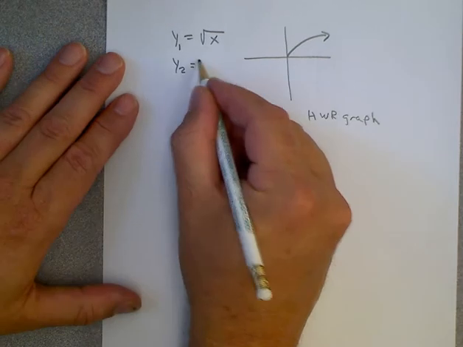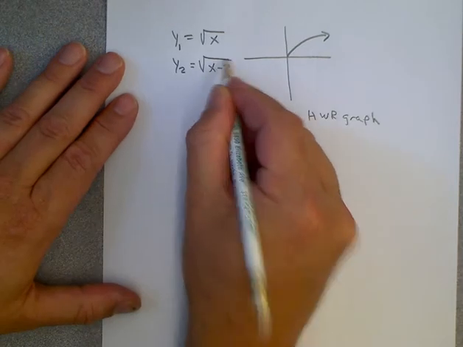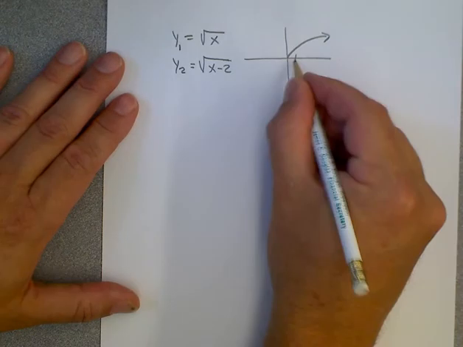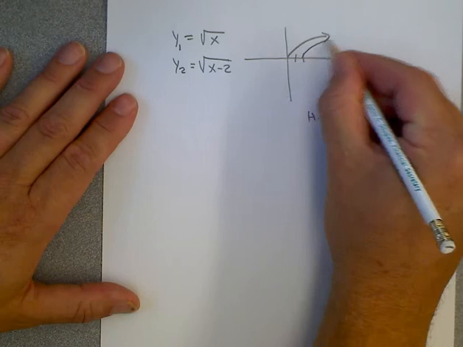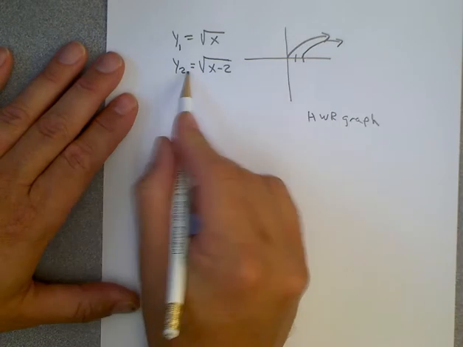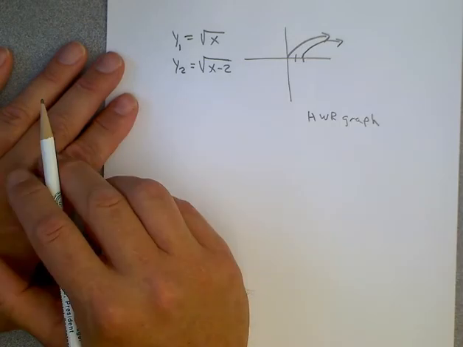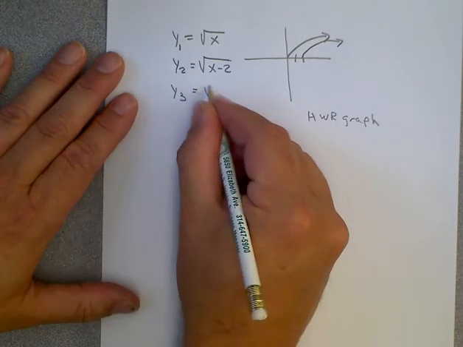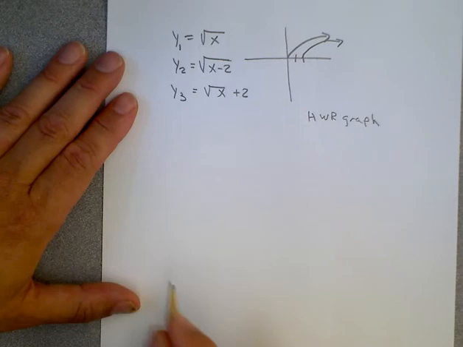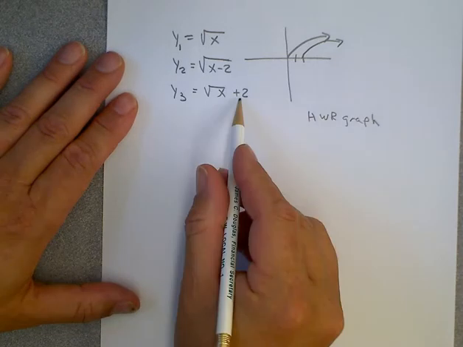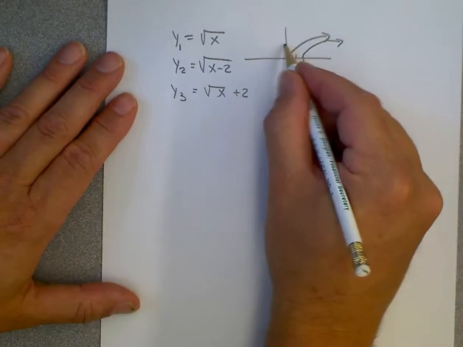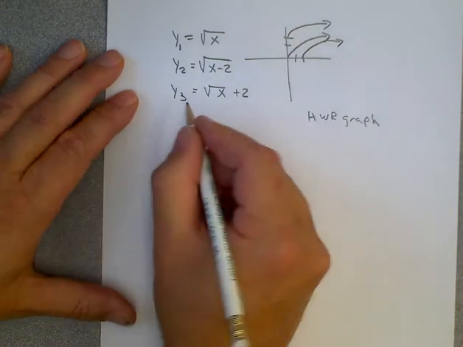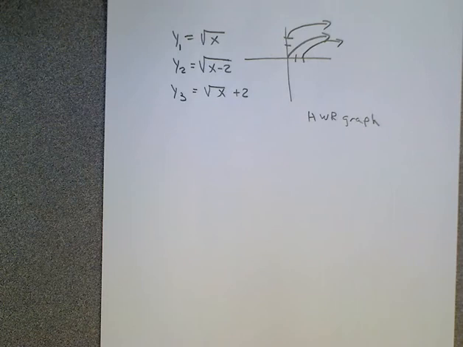Square root of x minus 2. Well, that should be to the right 2. Please put that into your graphing calculator and make sure that's what it looks like. y3, square root of x plus 2. Plus 2 should move it up 2. It should look like that. So you should be able to have all three of these at one time on your graphing calculator.